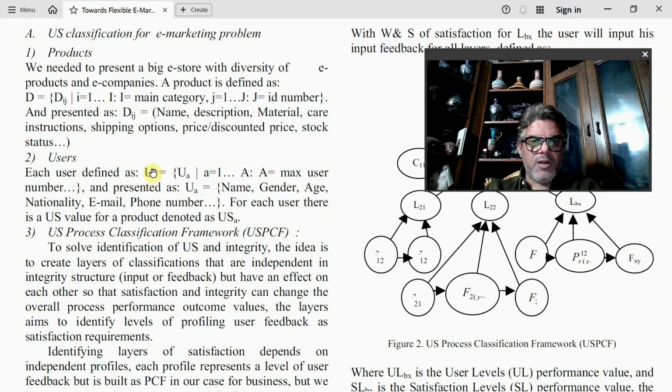The users, you're going to have one user that would be A, and his user satisfaction would be, so the user, you might define name, gender, age, nationality, and so on. But if the user does not have a phone number, so his satisfaction integrity or data integrity would be a little bit less. Okay.